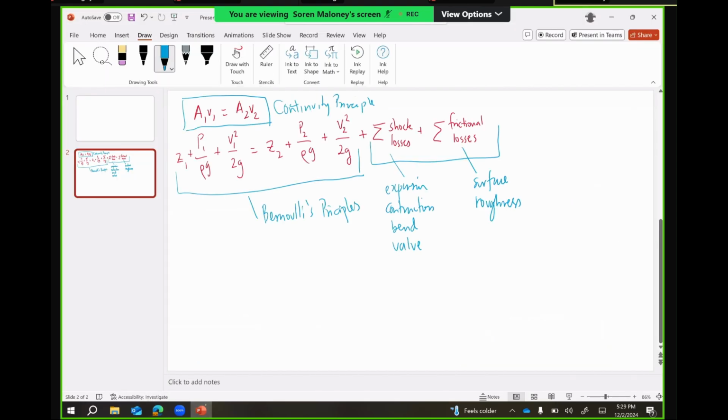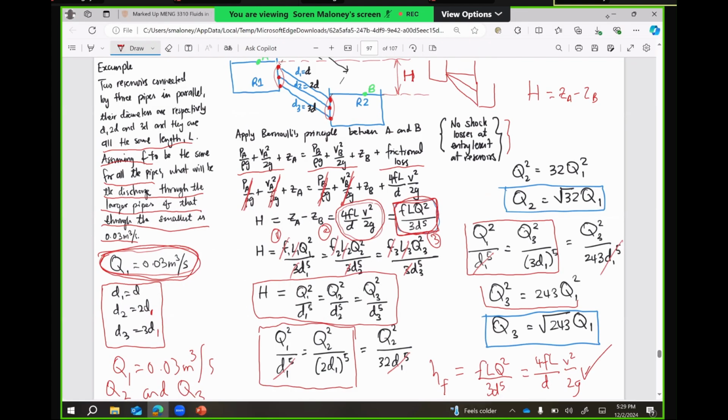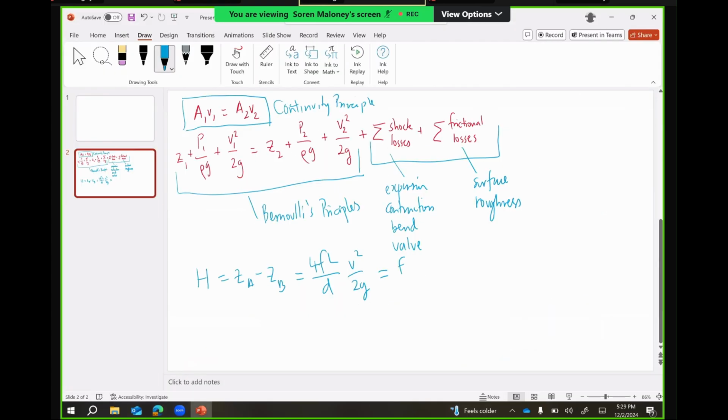Remember we said my H is ZA minus ZB. But we worked out Bernoulli's principle, and we saw that we can eliminate everything else, and then we end up with this 4FL dV squared on 2g, which we can also write as this FL Q squared over 3D to the power 5.